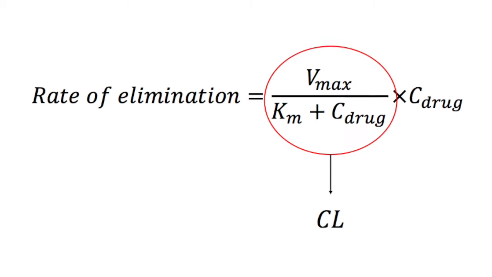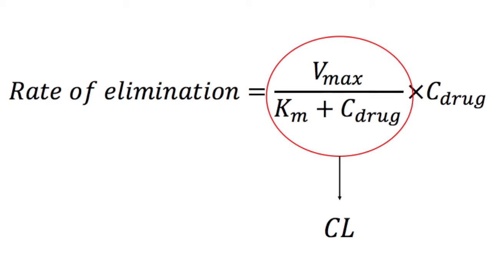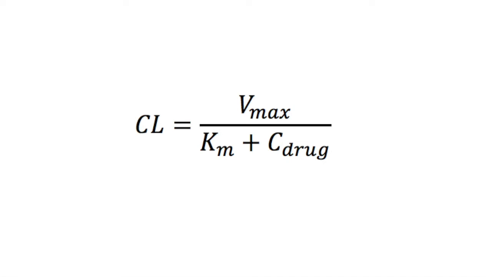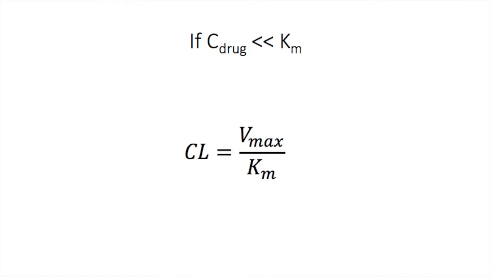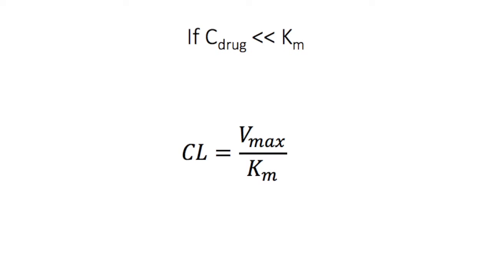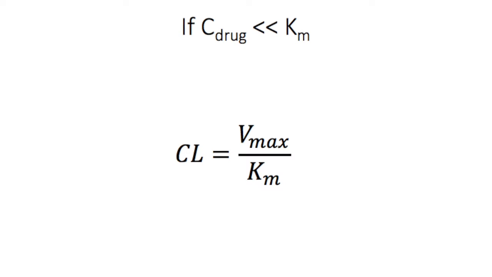And then we can see that the term circled in red is what's replacing the clearance parameter from first order kinetics. So if we set clearance equal to that term, we notice that if drug concentrations are very low relative to the Km parameter, the concentration term can be removed because it doesn't have a big influence on the value of the term, and clearance becomes a constant with a value that is directly proportional to Vmax and inversely proportional to Km.